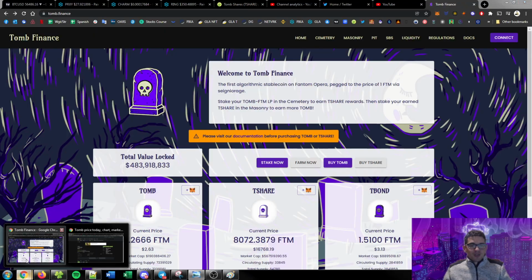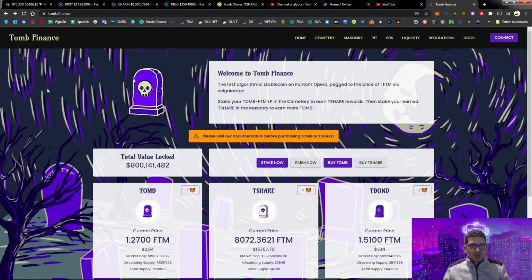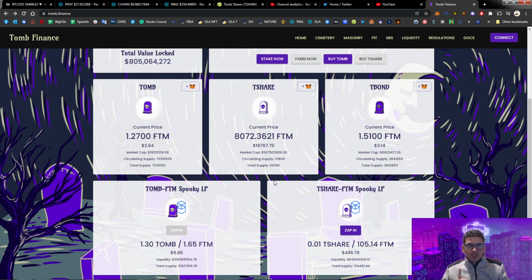So let's just go over some of the websites here so you get a little visual. So this is the website, a little description here, kind of talking about what I talked about here. You can stake your TOMB and your Fantom together, combine it as an LP, and then you get your TSHARE. Now keep in mind, I think for your TSHARE, they're locked in and there's only specific times when you can unlock. I don't know what the TSHARE Fantom Spooky LP does. That's where you do your TSHARE and your Fantom for something.